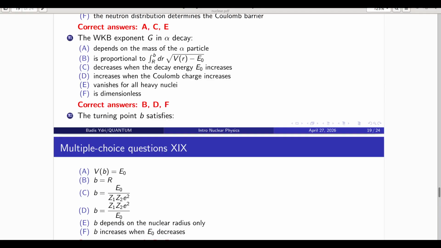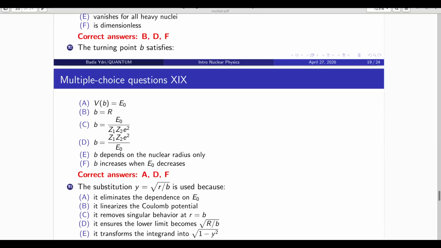The WKB exponent measures the difficulty of this tunneling process. A higher Coulomb charge makes tunneling harder. A larger decay energy makes tunneling easier. The outer turning point is where the Coulomb potential equals the decay energy.